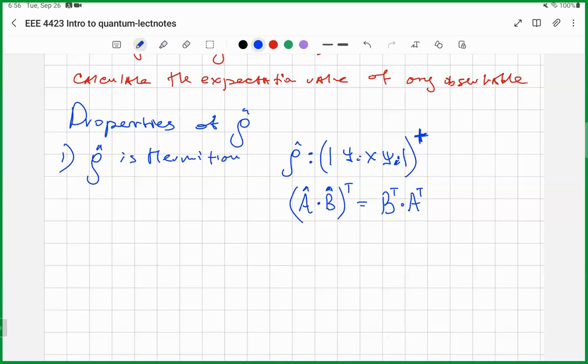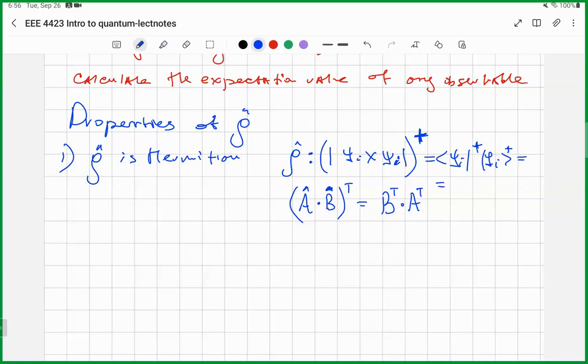So you not only transpose each matrix, but you also reverse the order of multiplication of the matrices. Okay, and since the Hermitian conjugation is complex conjugation and transposition of the matrix, the same applies here. So it's equal to psi_i Hermitian conjugation, dagger, times psi_i dagger, like this.